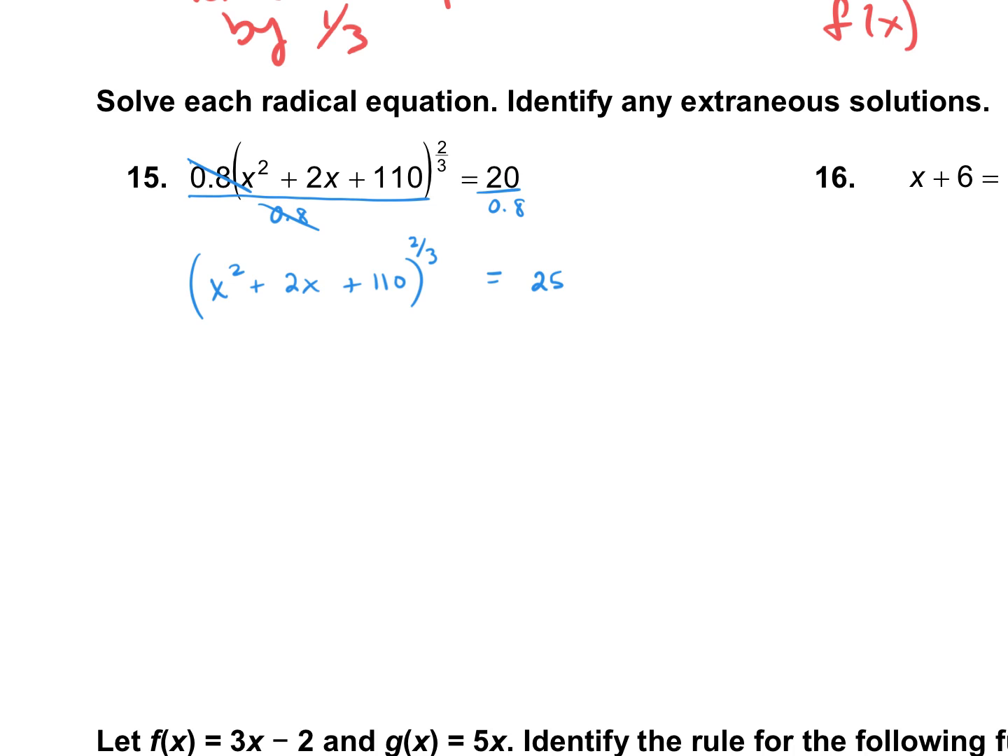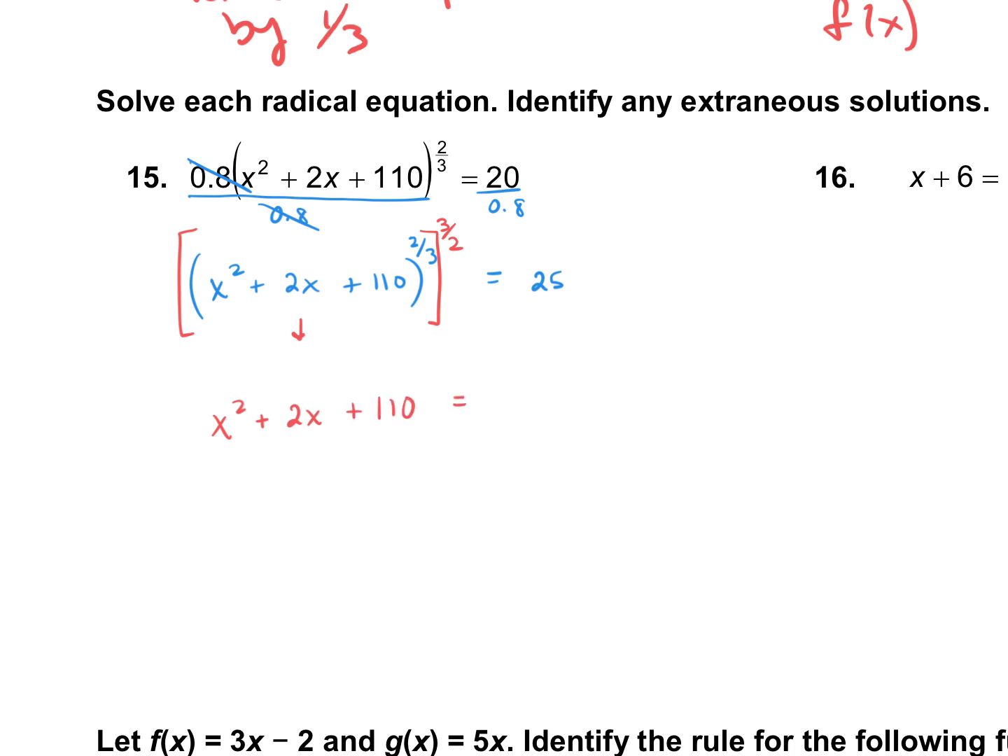All right, so our goal is to get to these, but this 2/3 is blocking us. So what we can do is raise this side of the equation to its reciprocal power. If we raise it to the 3/2 power, that forces us to use our power to a power exponent property and multiply those exponents together. 2/3 times 3/2 is 6/6, which reduces to 1. When that reduces to 1, that just leaves us with x squared plus 2x plus 110.